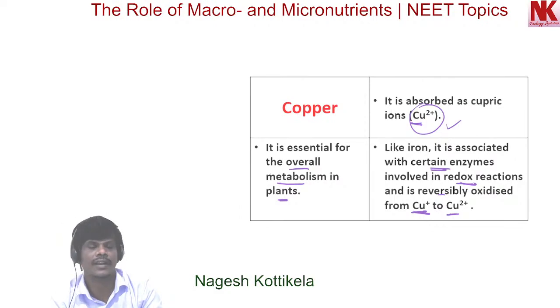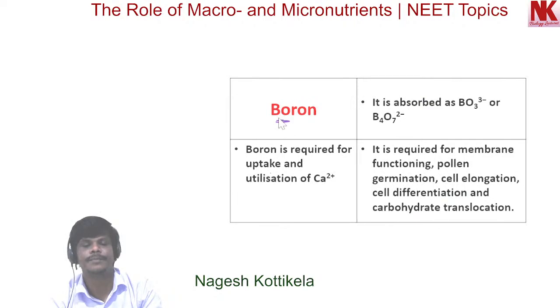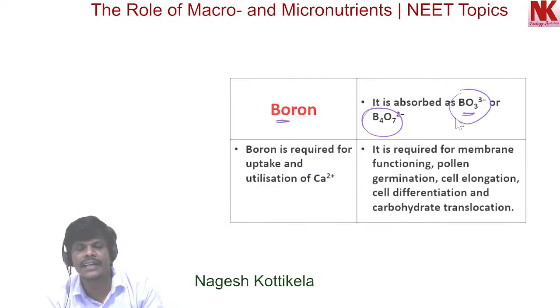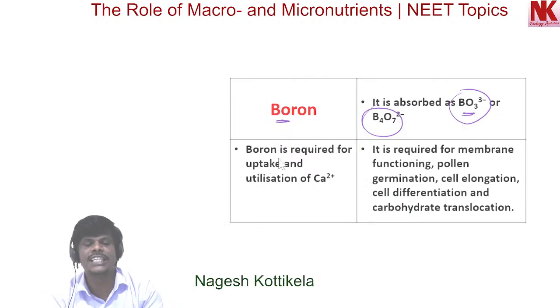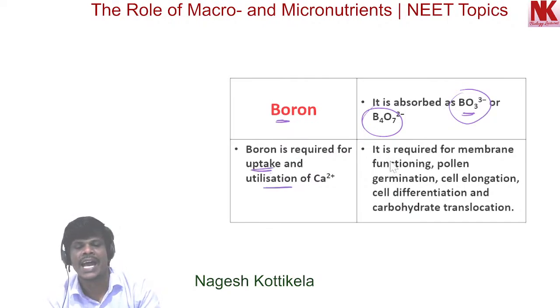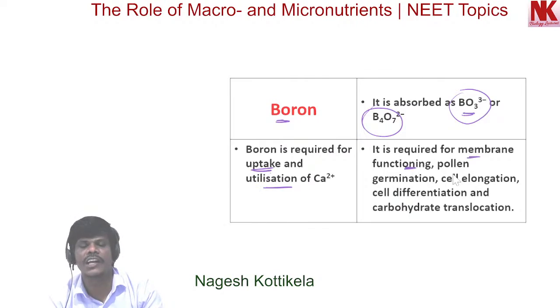Okay, now after this, boron. It is absorbed as BO3 3 minus or B4O7 2 minus. So this is how boron is absorbed. Boron is required for uptake and utilization of calcium. It is required for membrane functioning, pollen germination, cell elongation, cell differentiation, and carbohydrate translocation.